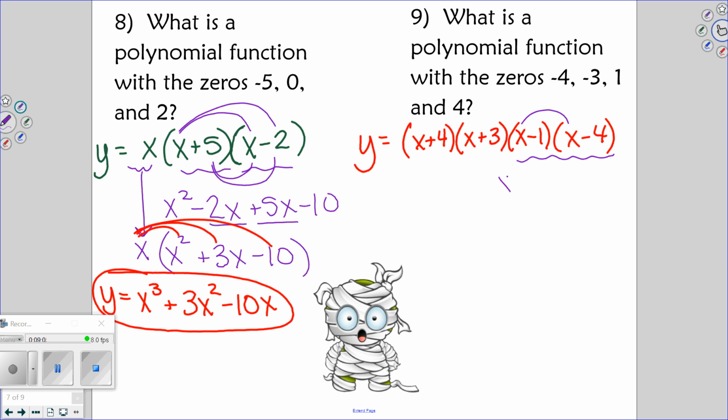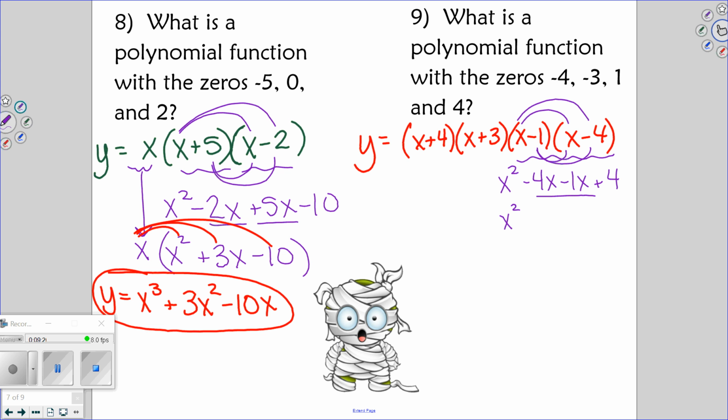So we're going to get x squared minus 4x minus 1x plus 4. Watch your signs. All right, so I'm just multiplying those back 2.